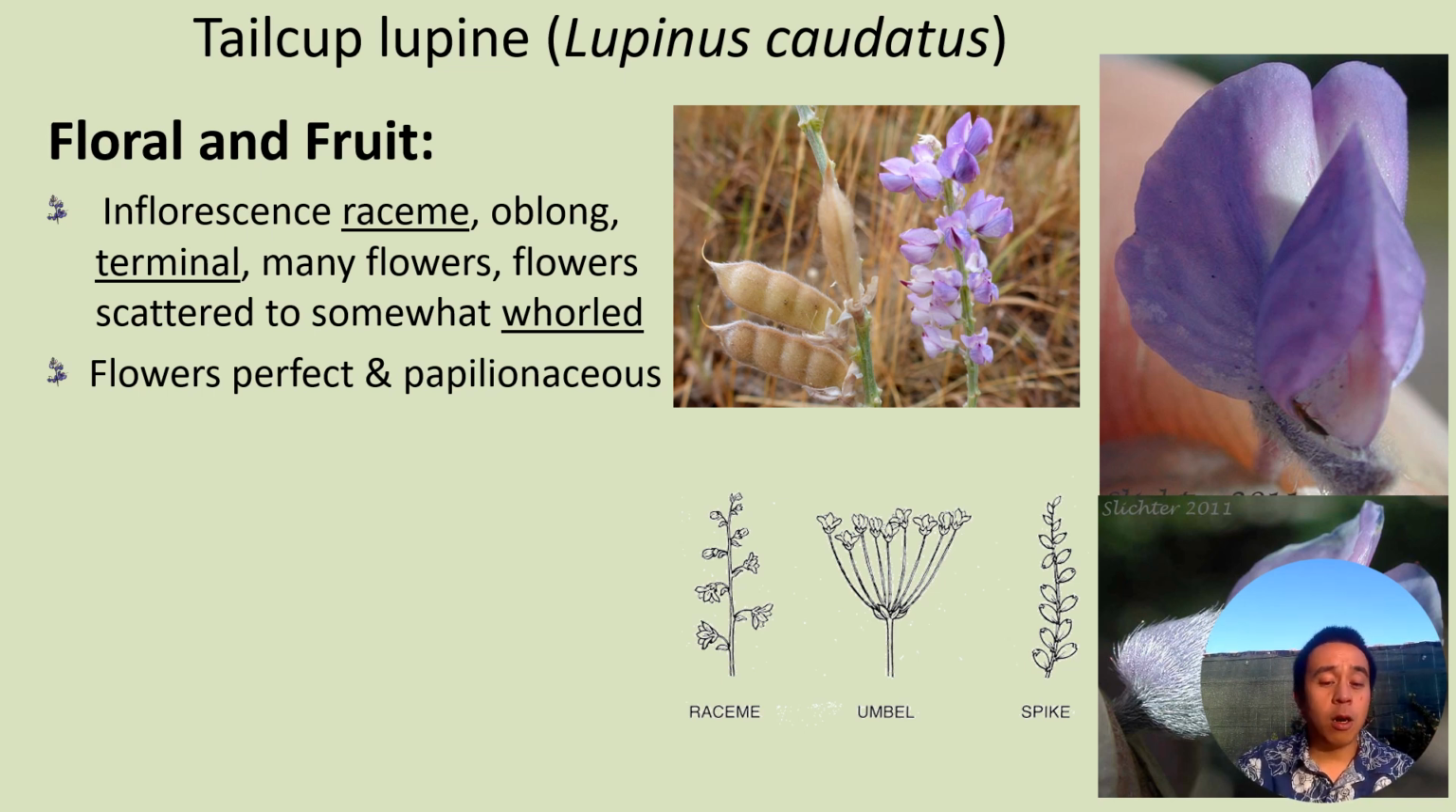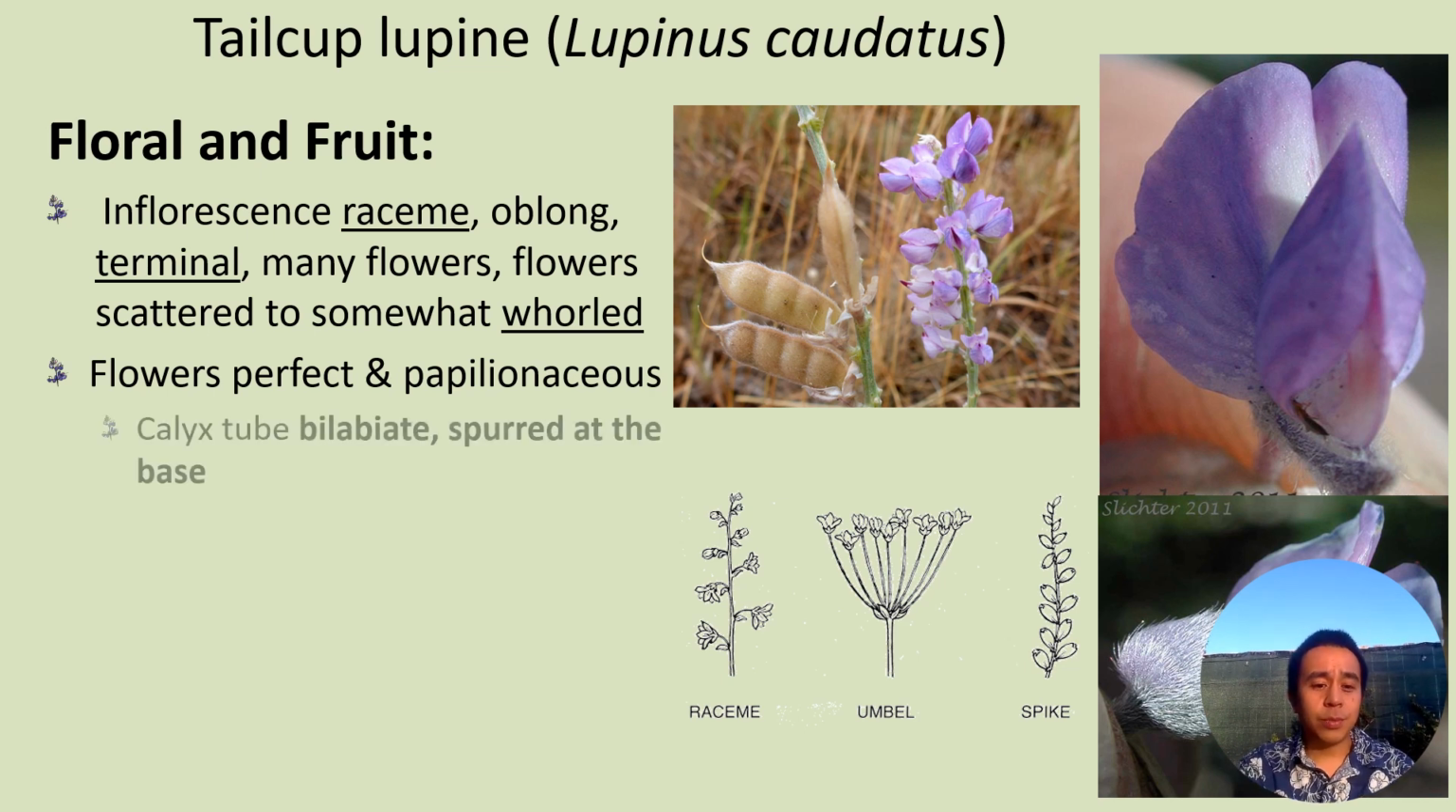The flowers, again, are papilionaceous and also perfect flowers. The calyx tube is often bilabiate, which means it has two lips, and often is spurred at the base.